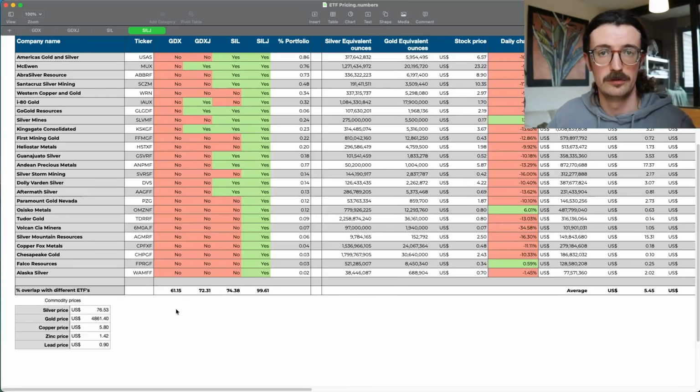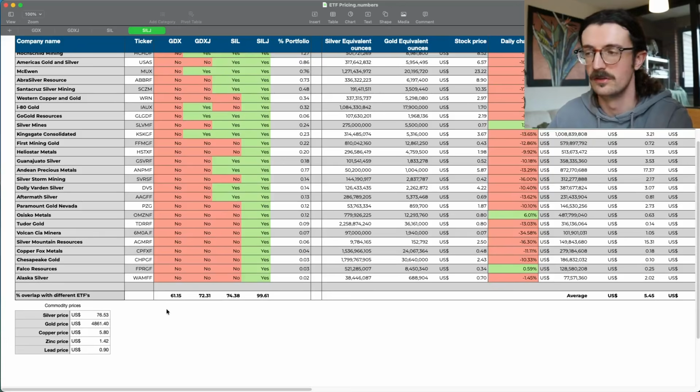If you want to get this spreadsheet, just go to the Buy Me a Coffee page. Link is in the description. Go to my posts. There's a free post for everybody to see. There's a link to my Google Docs. You can just download this and see for yourself, right? It updates automatically, so you don't even have to do anything, and you can track the prices of all of these stocks and their valuations.